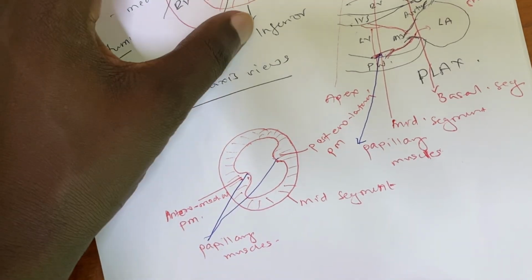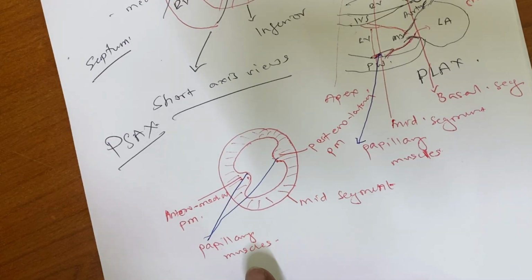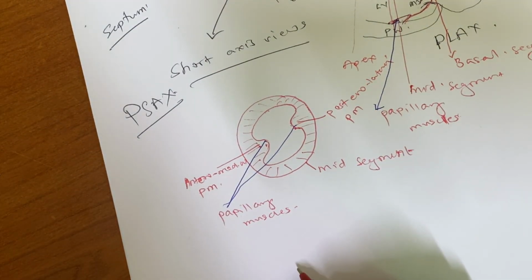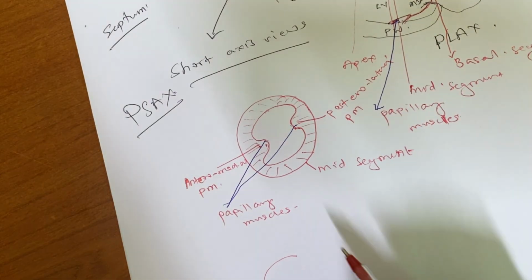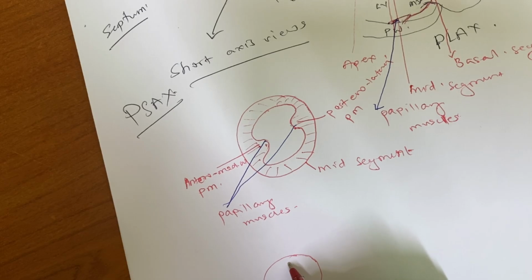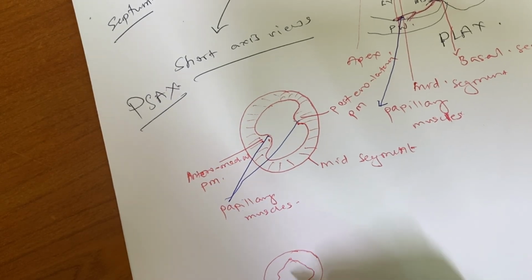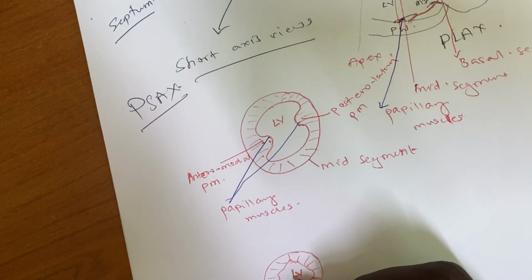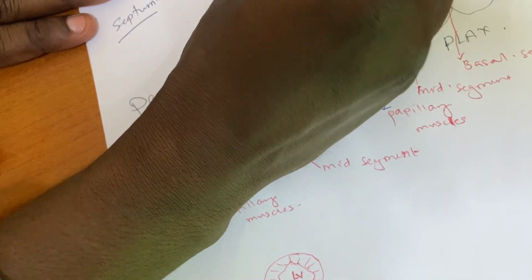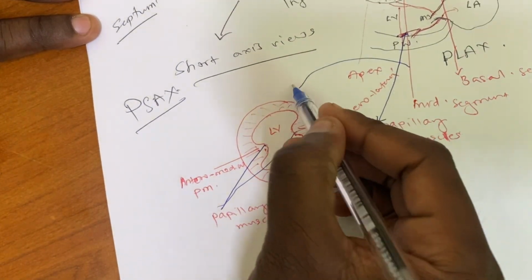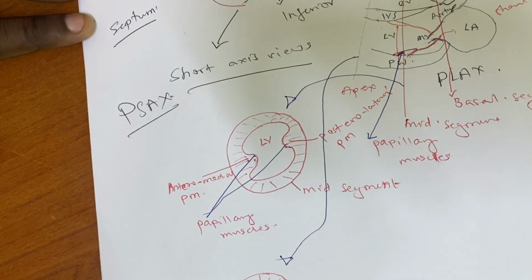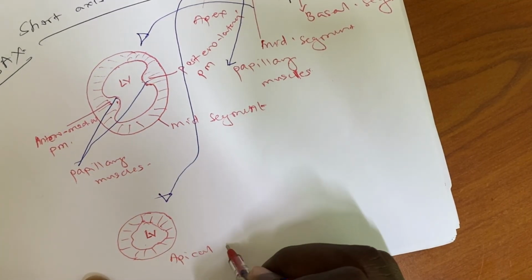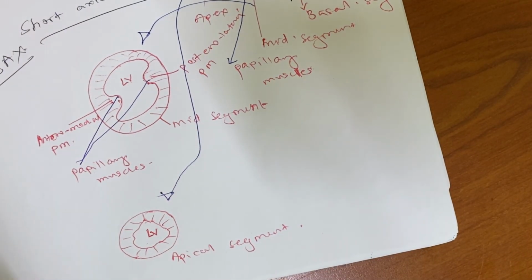But for the first one, this is what we see. At the level of the mitral valve, we see it like this. Short axis now. We are talking of short axis. At the level of the papillary muscle, we see something like this. And then at the level of the apex, we have gone past the papillary muscles, so we are not seeing anything much here. You just see something like this. This is the LV cavity. So this is what we are going to see at the apical level, apical segment. This is short axis.